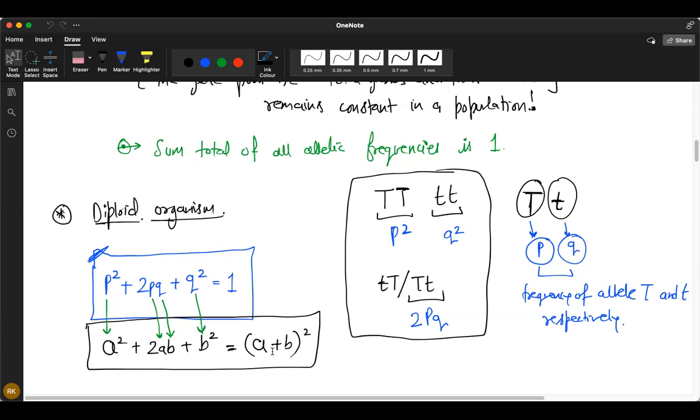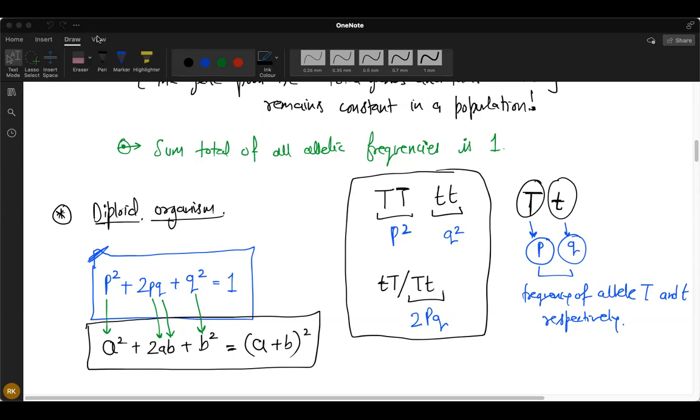Is it clear? Okay. Everyone, is it clear? Everyone, is it clear? Any other doubt, Safula? No, sir.